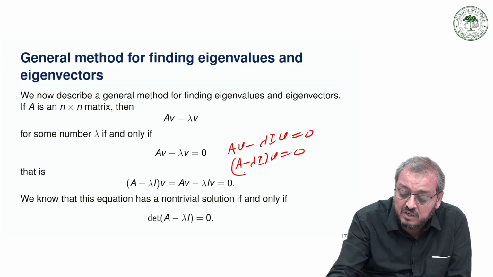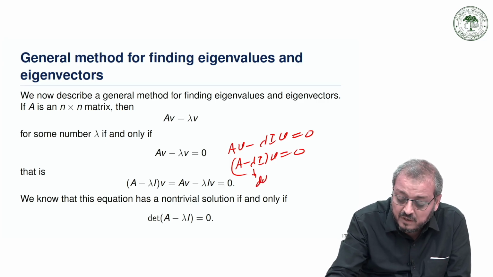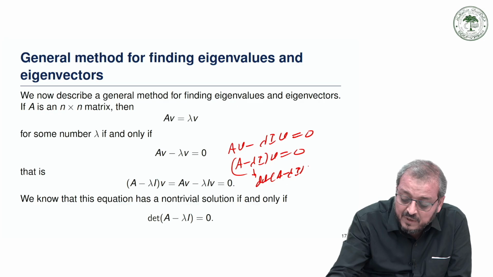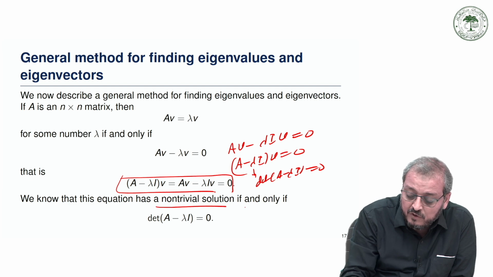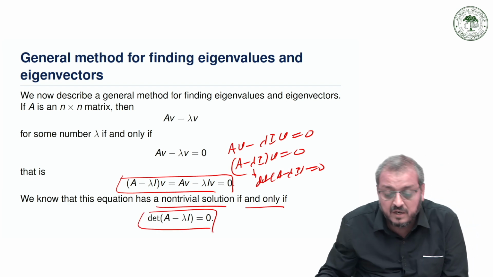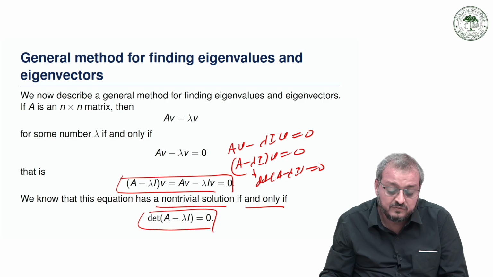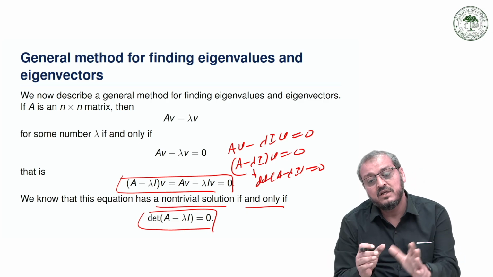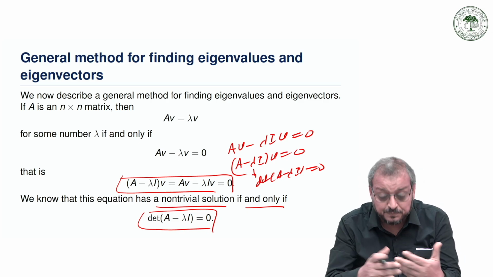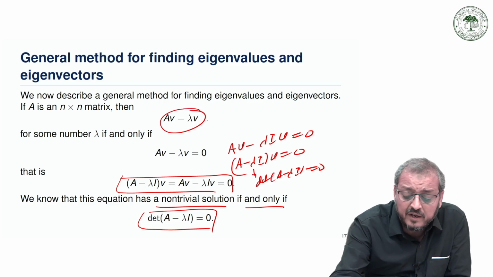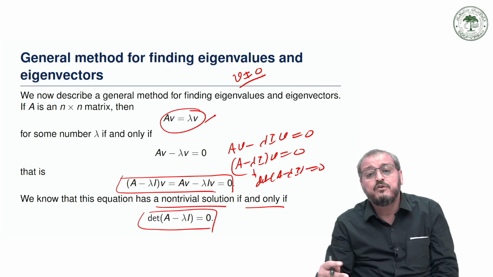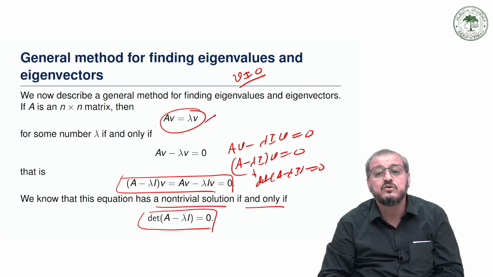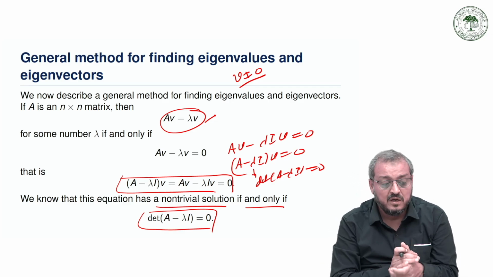Now this system has a non-trivial solution when the determinant of A minus λI is equal to 0. The equation has a non-trivial solution if and only if the determinant of A minus λI is equal to 0. We have to assume that v is not equal to 0, because for v equal to 0 we get the trivial solution, so we are excluding the trivial case.